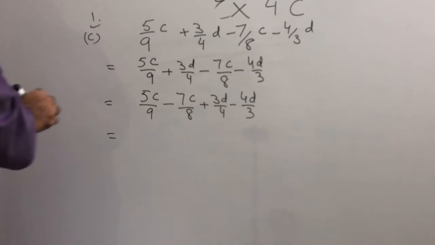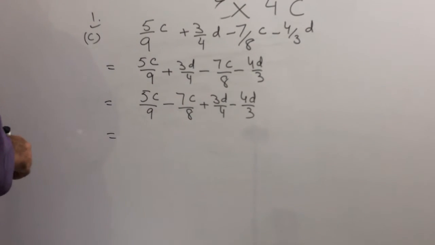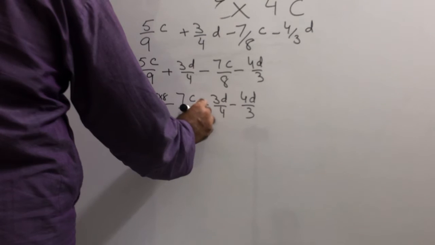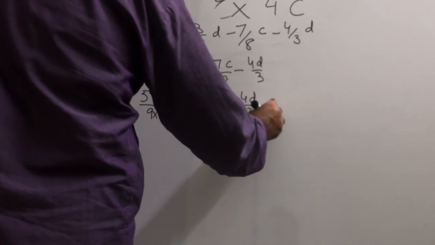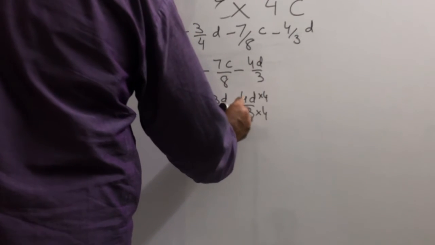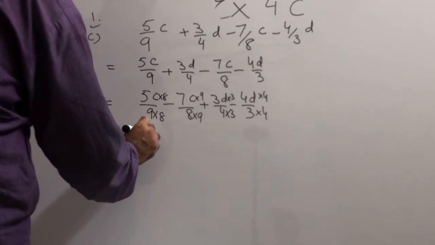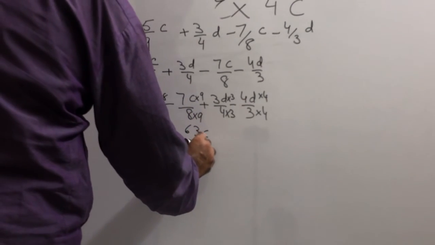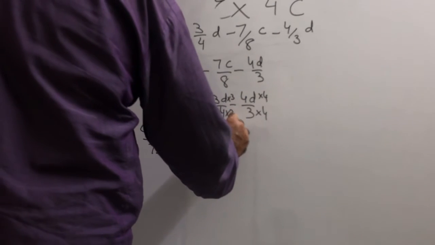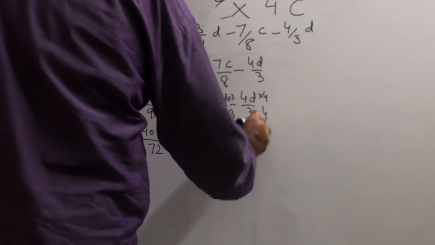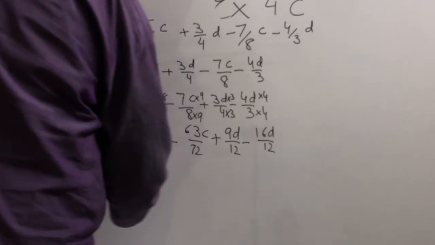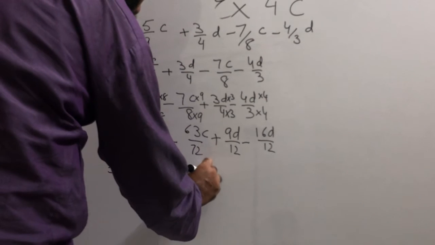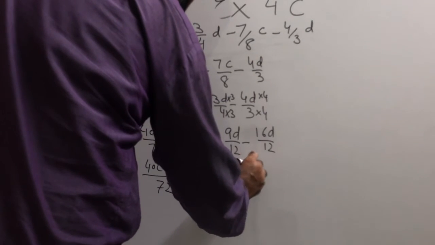Now we'll equalize the denominators. It is 9, it is 8, so we will do 9 into 8, 8 into 9. Here 3 into 4, 4 into 3. 5 into 8 is 40c over 72 minus 9 into 7 is 63c over 72 plus 3 into 3 is 9d over 12 minus 4 into 4 is 16d over 12. We have the same denominators, we take the LCM: 40c minus 63c, and here we have 12, 9d minus 16d.